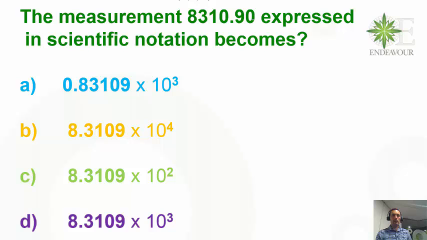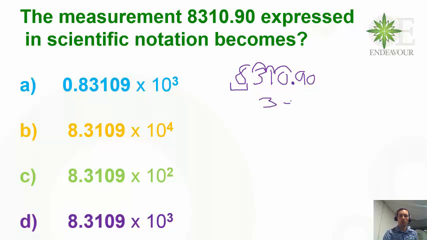Okay, so because we have a number that is greater than 1, that means we're going to be moving the decimal point to the left. So let's start by writing out the number, 8,310.9. We need to get the decimal point between the 8 and the 3 because that's the first whole number. Moving that decimal point, we're going to have to do 1, 2, 3 steps. So that means the exponent becomes 3.